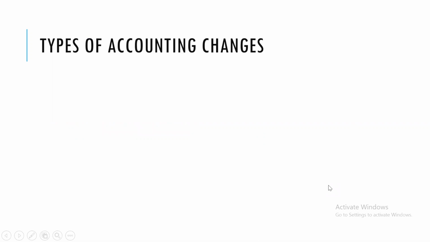So the types of accounting changes: we have a change in an accounting policy. That's going from one acceptable accounting policy in either IFRS or ASPE to another acceptable accounting policy. An example of this, when you're looking at revenue, is going from percentage of completion method to completed contract method. Or when you're looking at inventory, going from weighted average to first in, first out, or the other way around. So if you have a certain policy of the way that you're accounting for something, you want to change that.